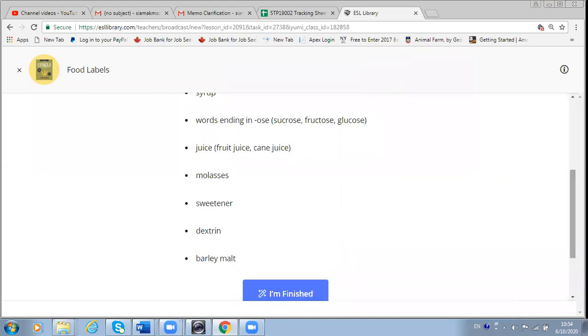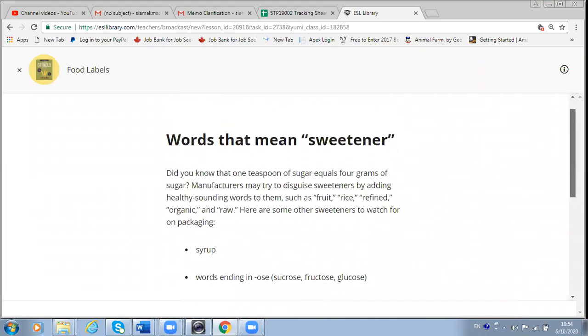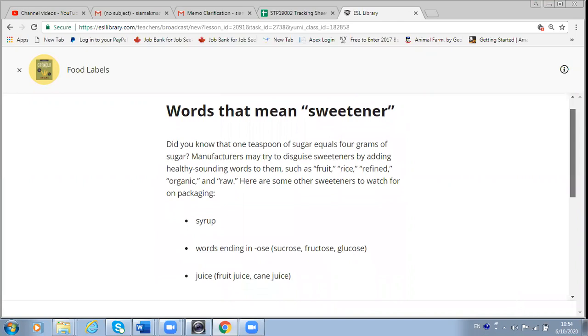One consumer tip we have here is a consumer tip. Where's the green sweetener on the labels? Did you know that 1 teaspoon of sugar equals 4 grams of sugar?